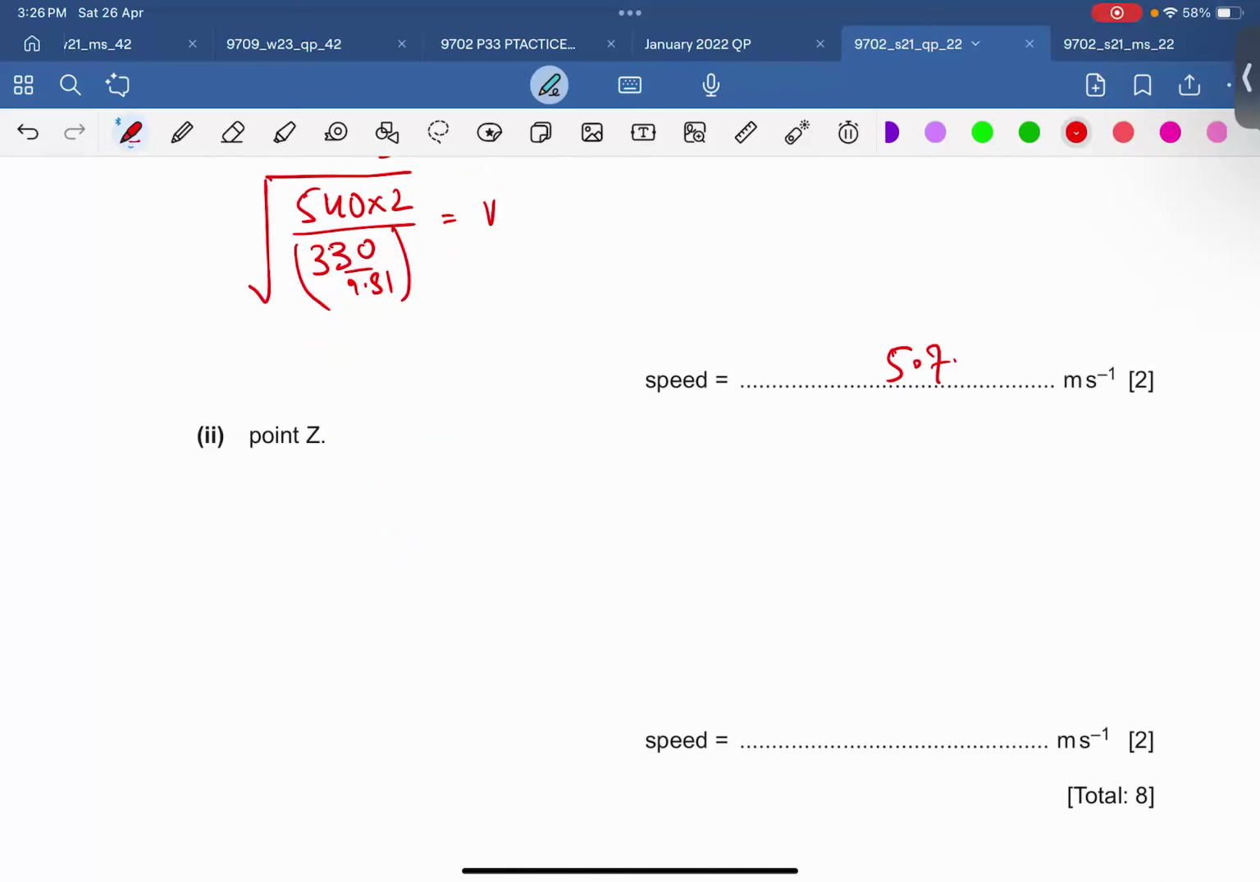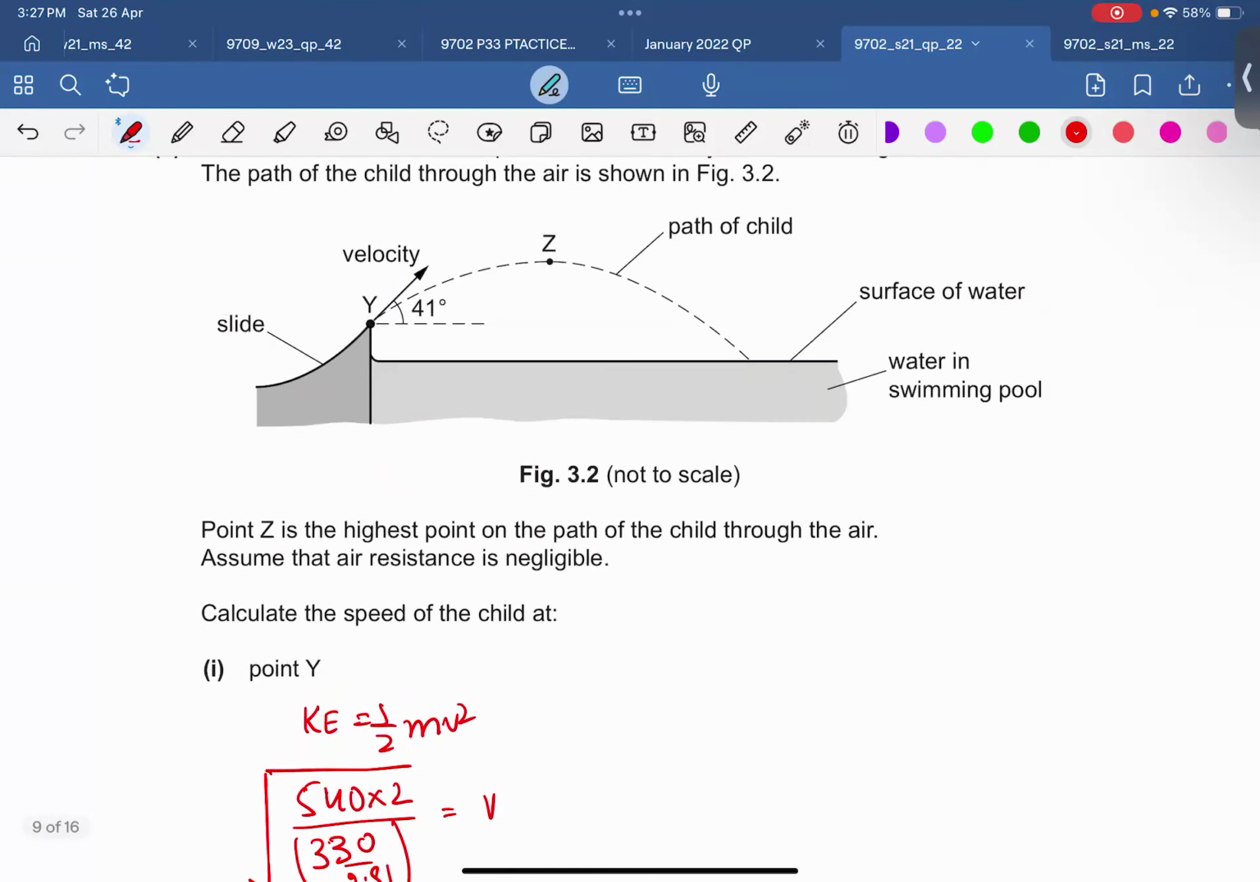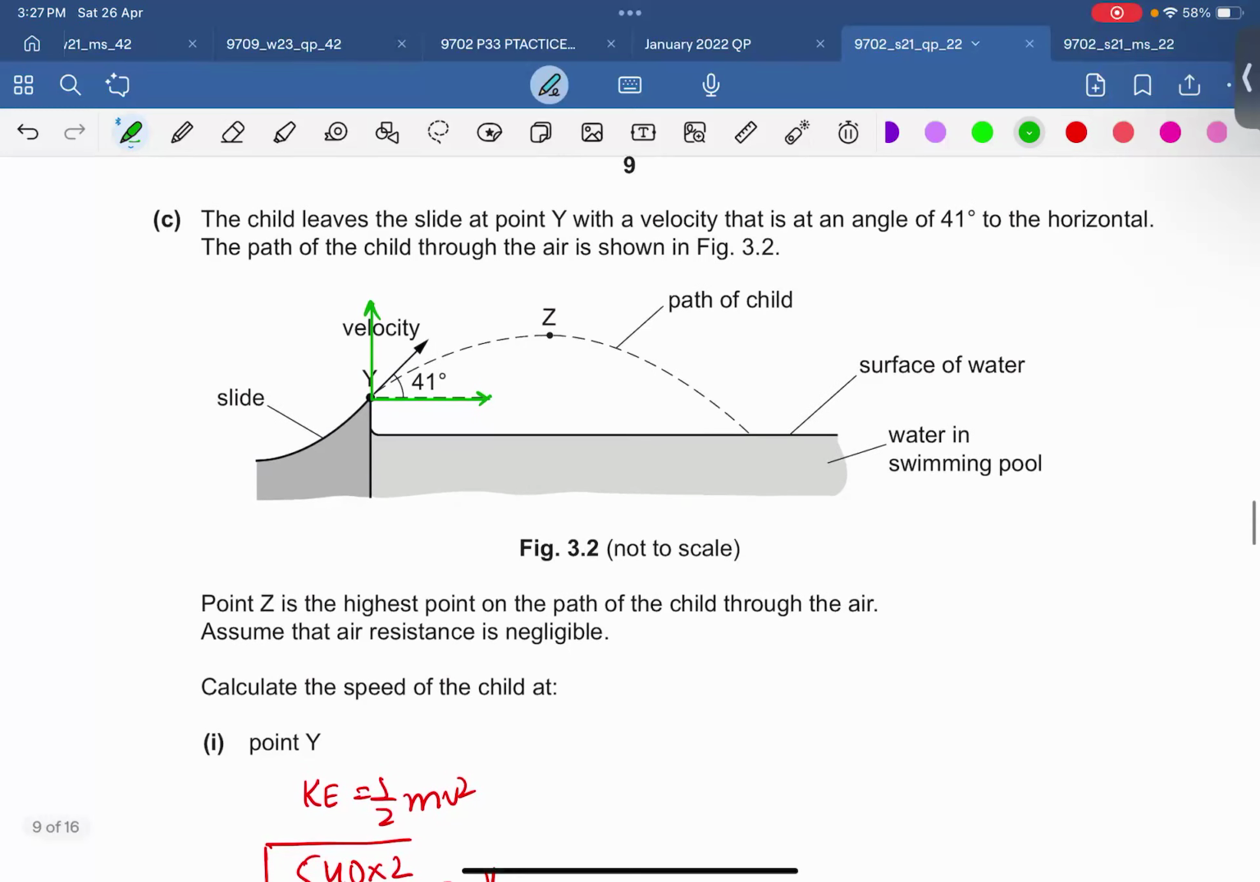The speed at point Z. Any idea? You can first find the component of the velocity in the x direction and in the y direction. Sir, isn't Z the maximum height? Yes, but you are not allowed to use kinematics, I think, because they're saying the child leaves the slide at y with a velocity at an angle, and the path of the child through the air. So maybe projectile motion isn't the right approach.